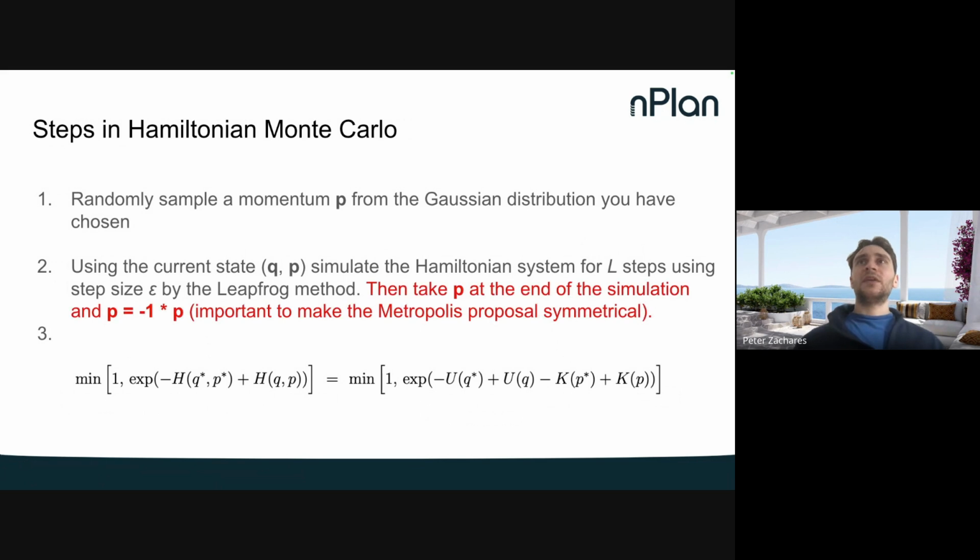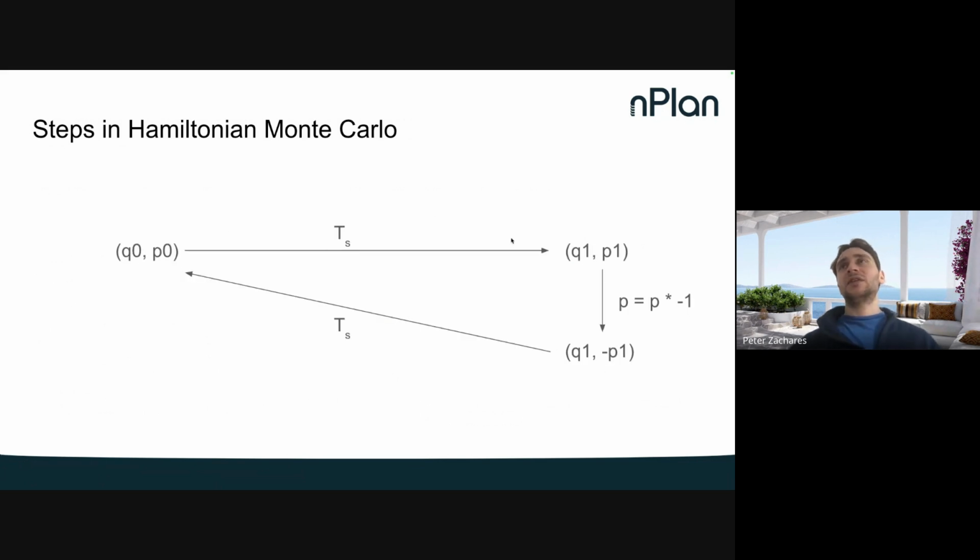So if we go back here, that's why I created this diagram. Basically, you sample a new P naught, and then you use the Hamiltonian equations to go from Q naught to Q1 and P1. But then there's this extra step where you negate it, so that if you were to perform the exact same operations again, you would get back to the original state.